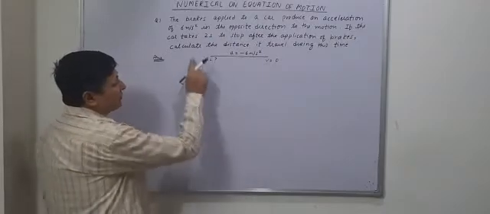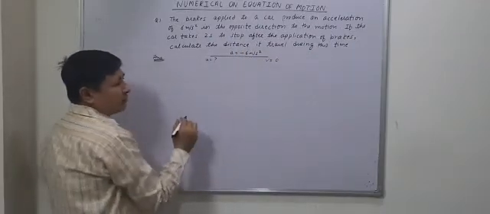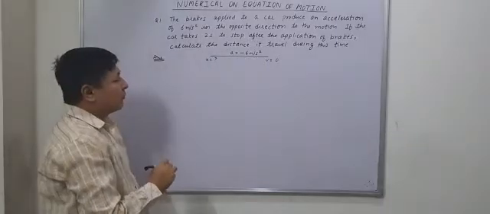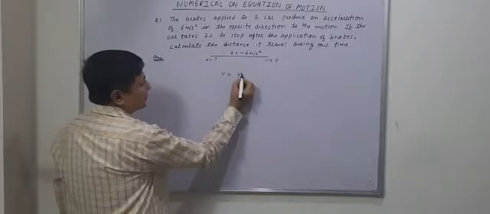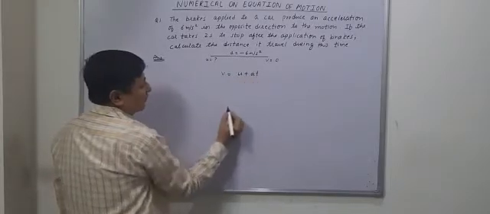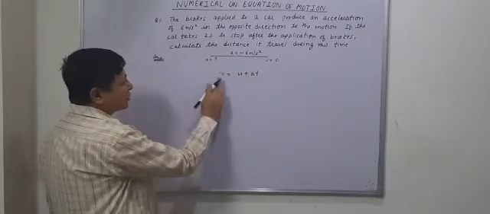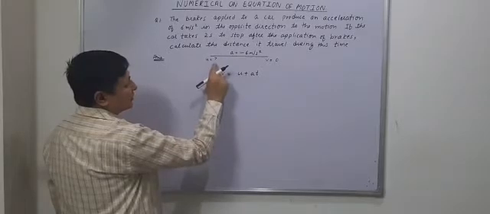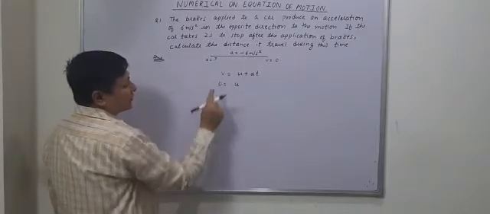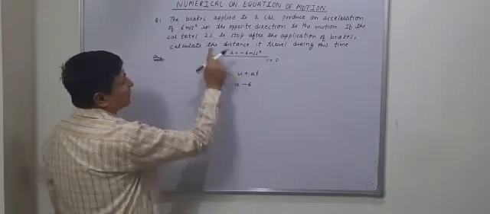Now what we have to find: calculate the distance it travelled during this time. Now we have to find distance. Before finding the distance, we have to find the initial velocity also, because for finding the distance we need U also. Now in the question, final velocity is given 0. Initial velocity we don't know, it is not given in the question. Acceleration is minus 6 and time is 2 seconds.